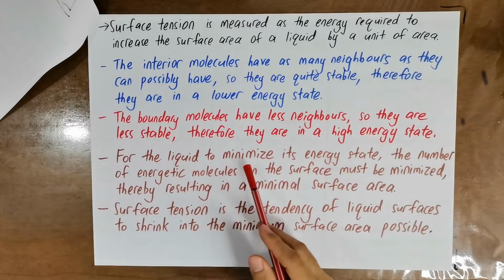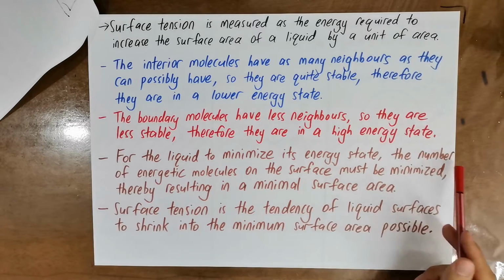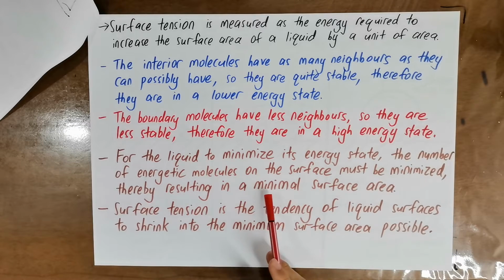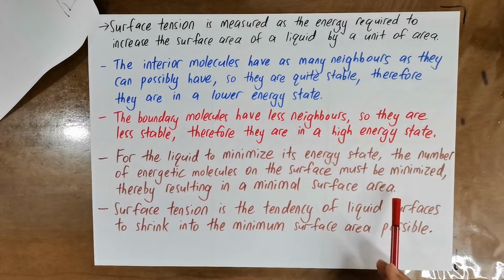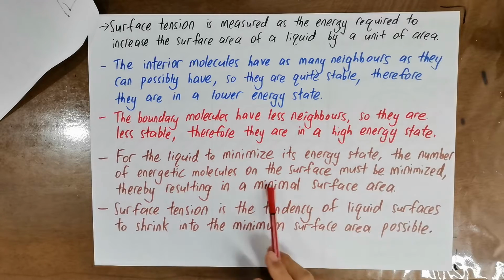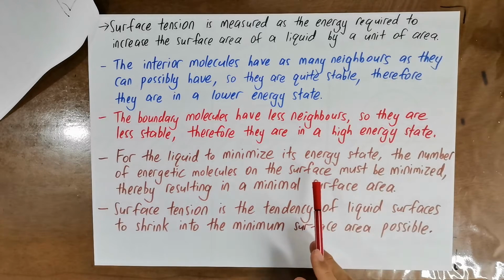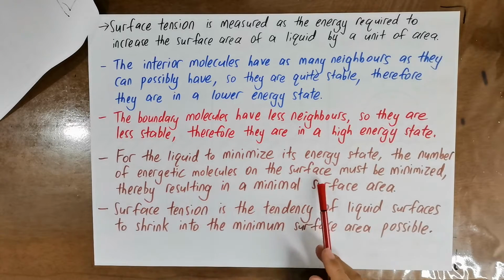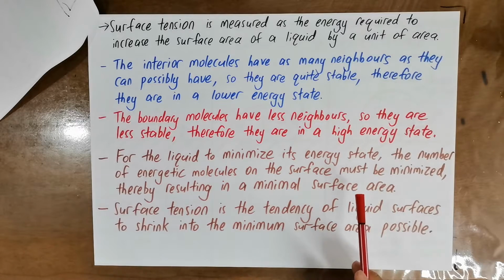So for the liquid to minimize its energy state, the number of energetic molecules on the surface must be minimized, thereby resulting in a minimal surface area. The cohesive forces which are responsible for surface tension will make sure that the liquid has a minimal surface area because they want the liquid to be in the lowest possible energy. But then the adhesive forces do the opposite. So surface tension is the tendency of liquid surfaces to shrink into the minimum surface area possible.